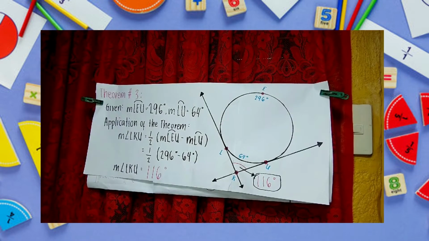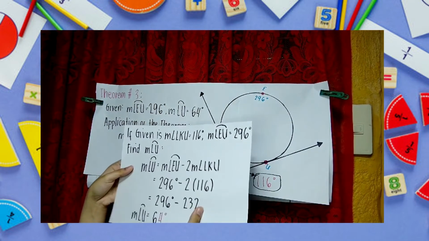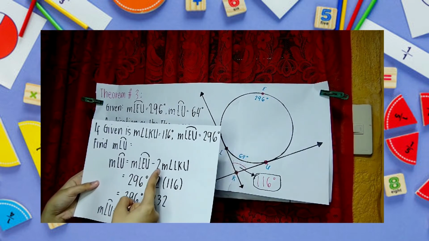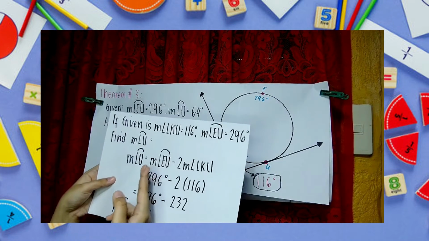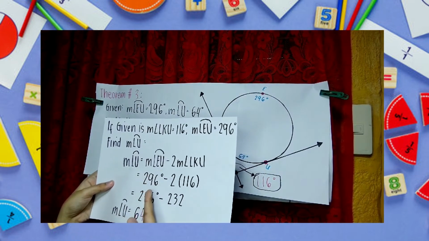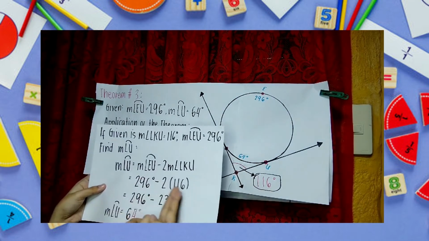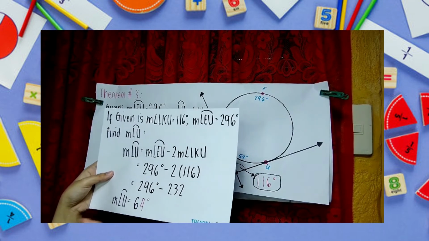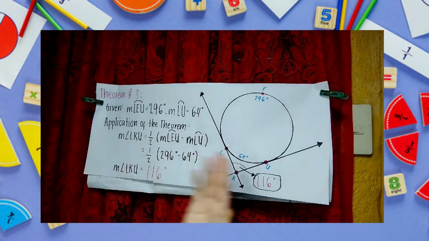So again, just like the other two theorems, what if the missing measure is arc LU? We're going to find arc LU by subtracting the product of 2 and angle LKU from the measure of arc LEU. Arc LEU is equal to 296 degrees, and the measure of angle LKU is equal to 116 degrees. So 296 minus 232 is equal to 64 degrees, and the measure of arc LU is equal to 64 degrees.